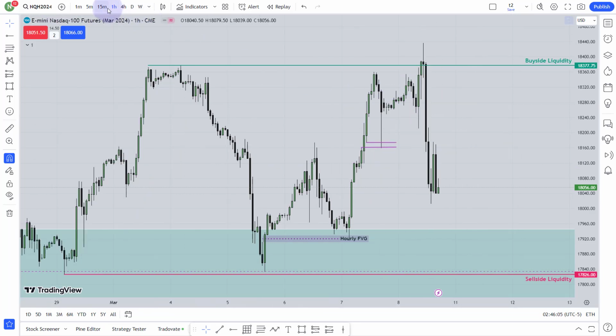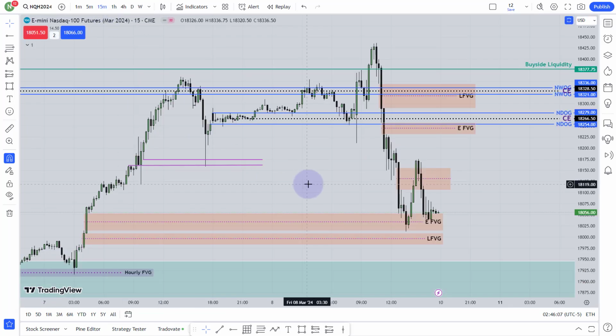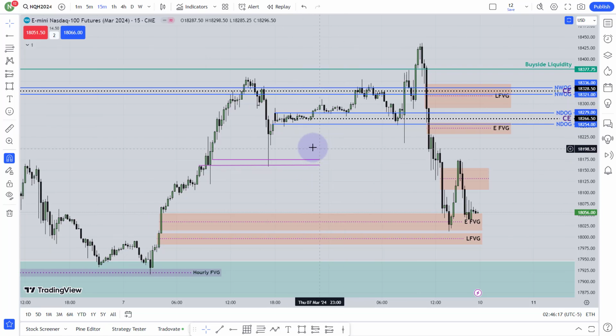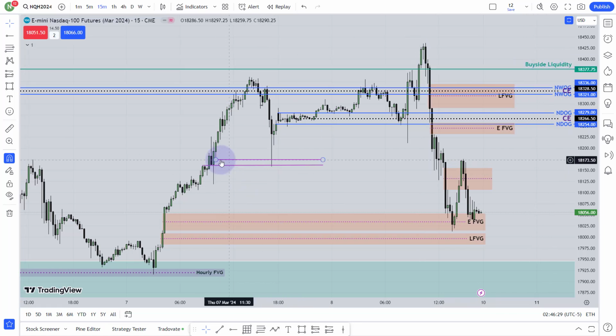Okay. Let's go to the 15-minute chart. So over here, this is the new week opening gap, and this is the new day opening gap. Both of these levels are very important. Remember, this is the hourly last fair value gap. So you can see the market came here to that hourly last fair value gap, then it went higher and took that buy side liquidity.